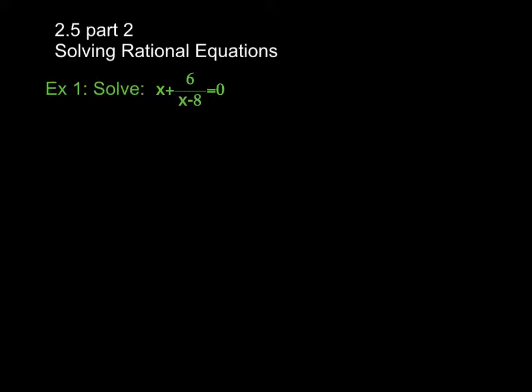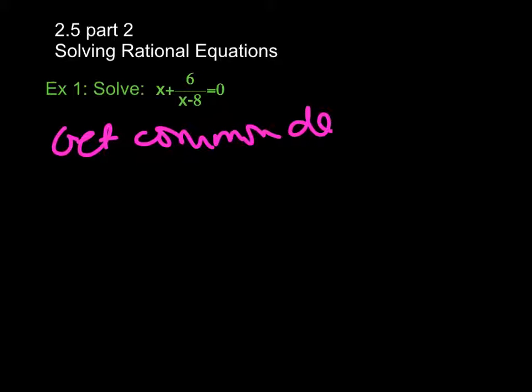This is 2.5 part 2, solving rational equations. Example 1, we're going to solve x plus 6 over x minus 8. Okay, so we are going to get common denominators.